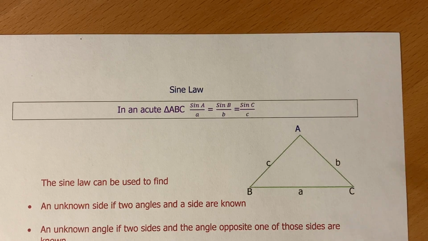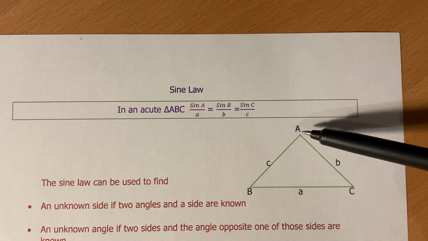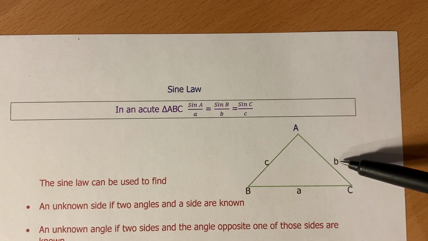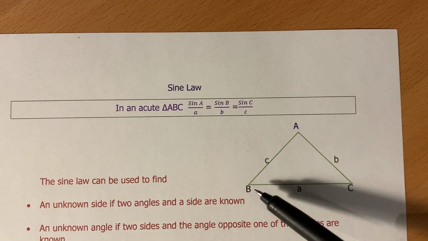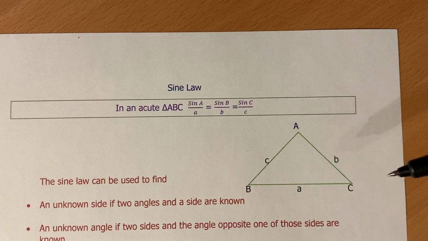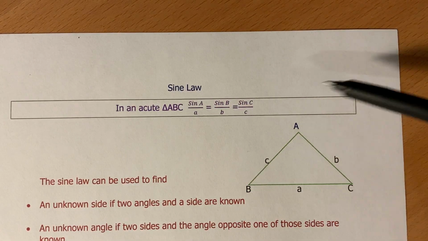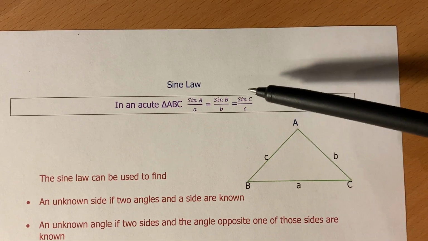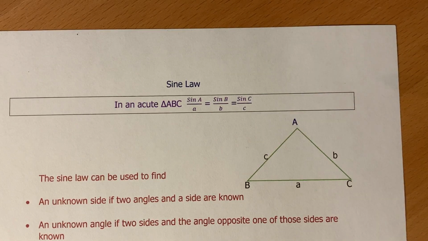Okay, so this is for a non-right angle triangle, an acute triangle. So remember, capitals are your angles, lowercase letters are your side lengths. Across angle A is side a, across angle B is side b, across angle C is side c. And what you're going to do is set up a proportion, okay? It's going to be sine of your angle over its side length equaling sine of another angle over its side length. And of course, you've got this proportion here.